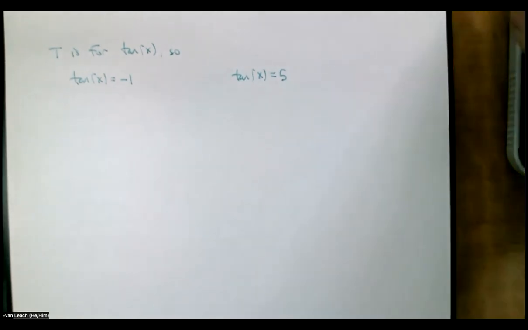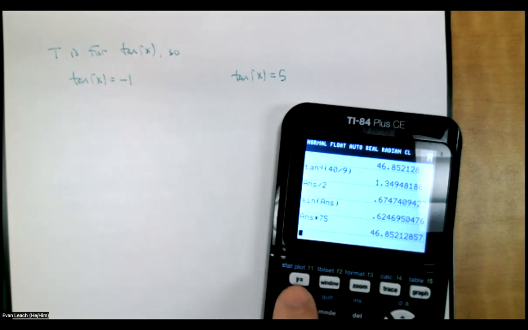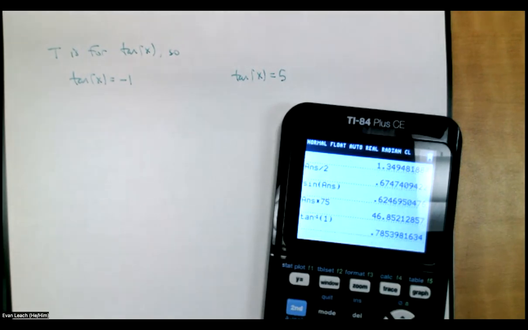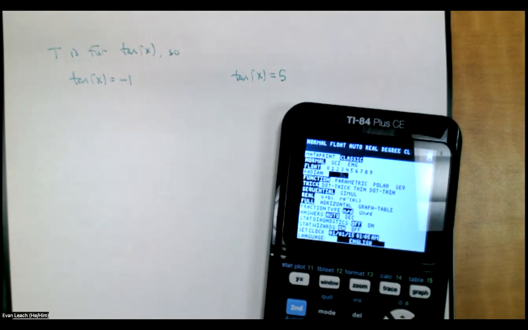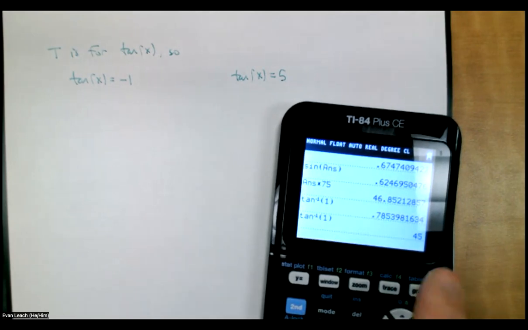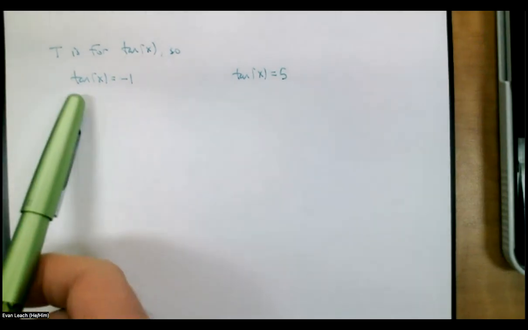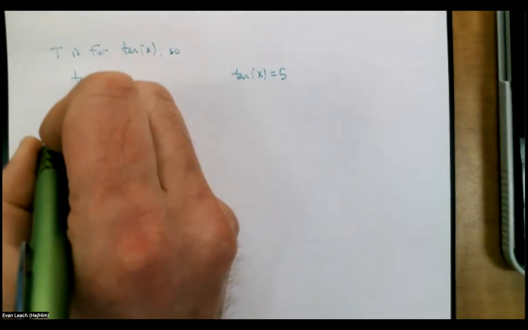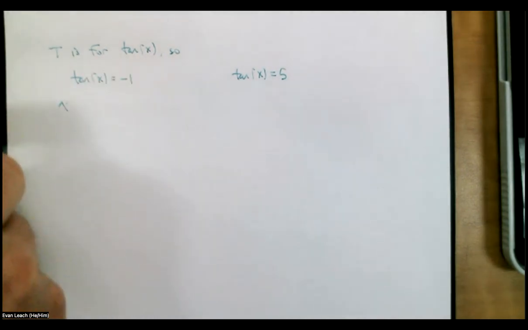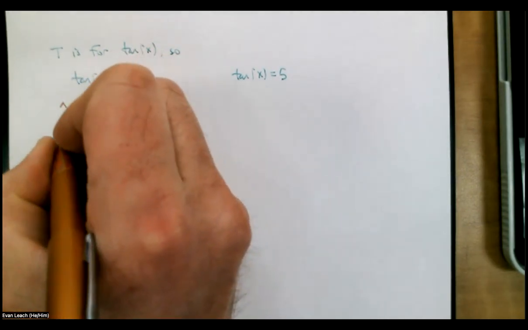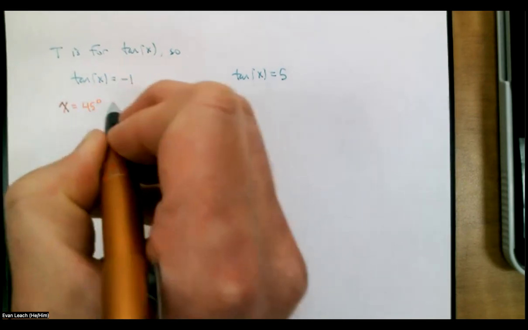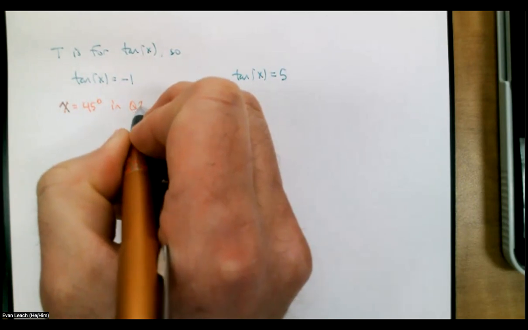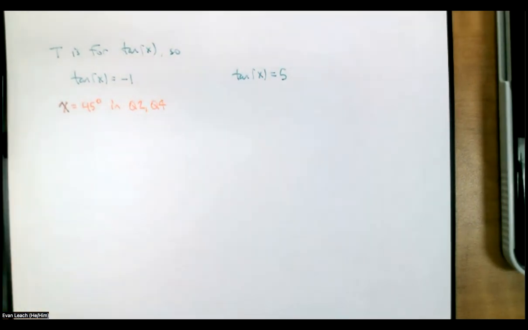So I'm just going to grab my calculating machine and find the tangent inverse of 1. And I want degrees. 45 degrees in the quadrants where tangent is negative. So x equals 45 degrees. First, we'll do reference angle. Our reference angle is 45 degrees. We want quadrant 2 and quadrant 4 because tangent is negative in quadrant 2 and 4.